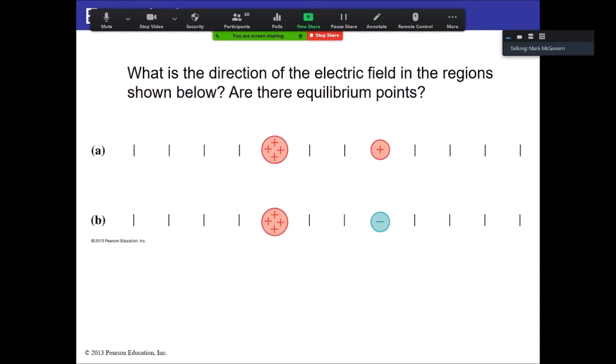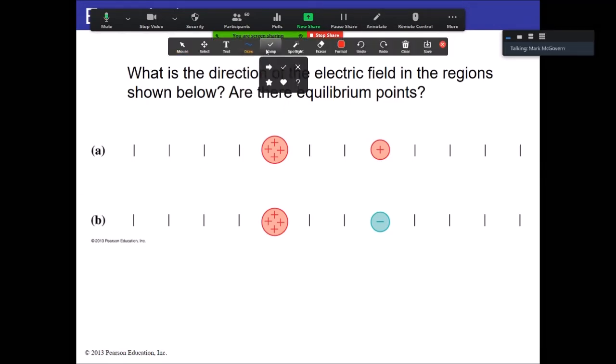That's the idea. So let's talk about this. What is the direction of the electric field in the regions shown below? Okay, so this should be very familiar. We've pretty much already done this already. But the idea here is, if you were to put a test charge down, what would it do? So let's talk about that. Let's draw some arrows here.